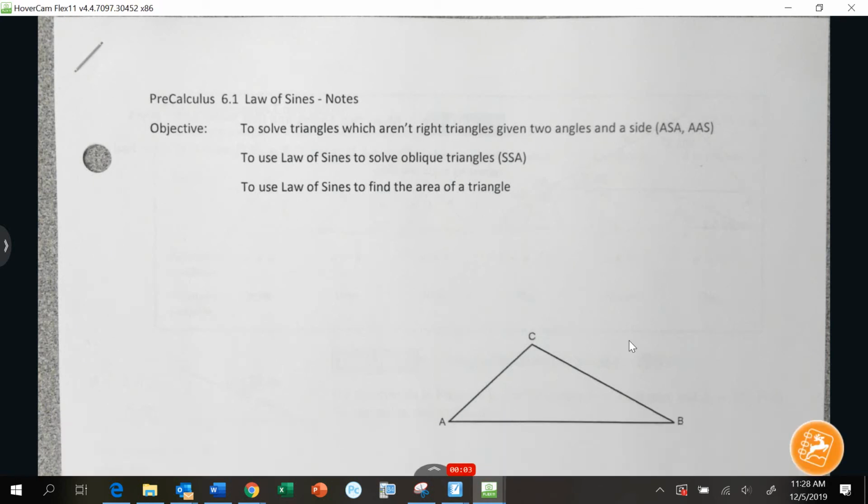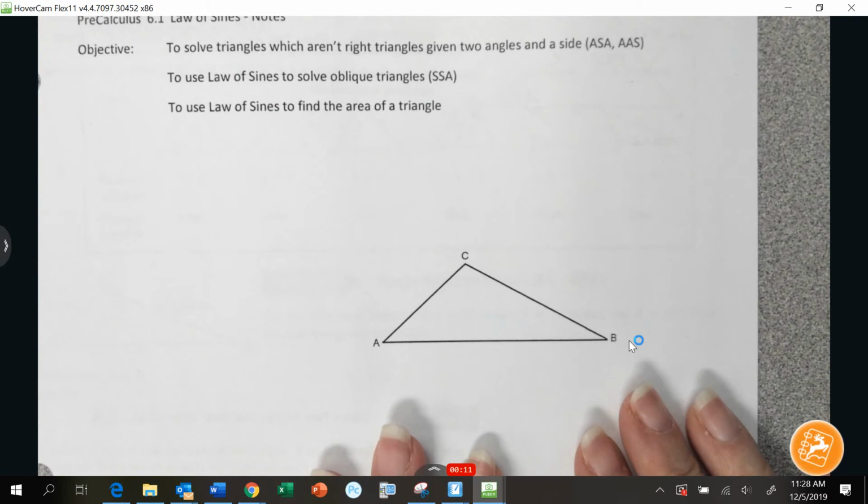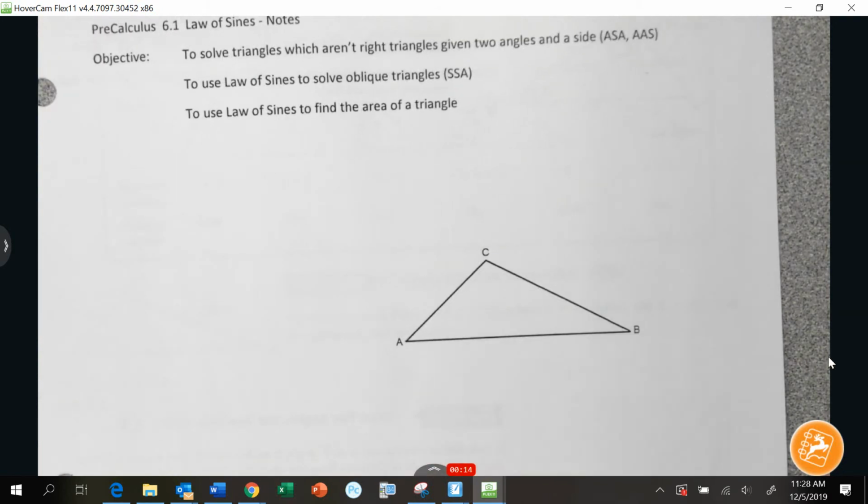So prior to today, we have been using right triangles to solve everything. Here's a triangle that is not a right triangle. We have got to have ways to solve not right triangles also, because how many right triangles really are there in the real world?